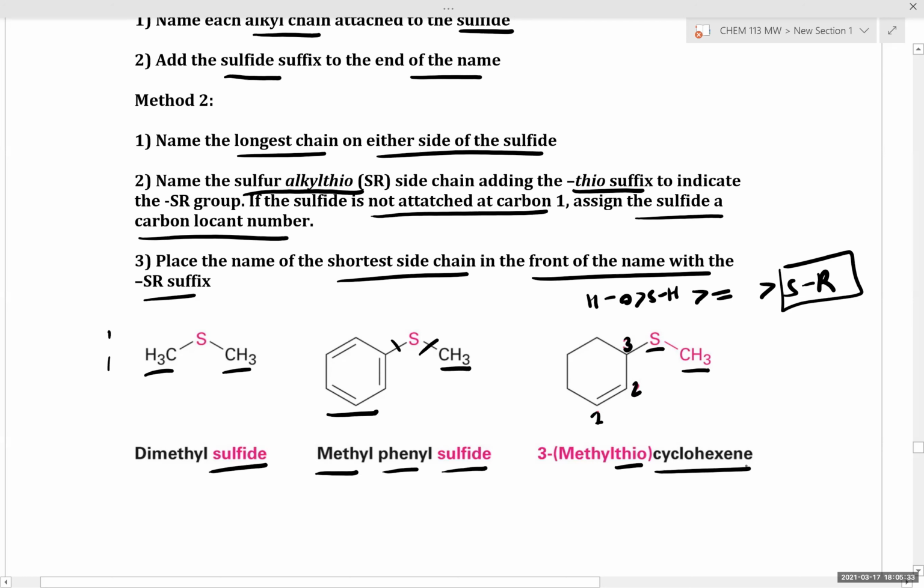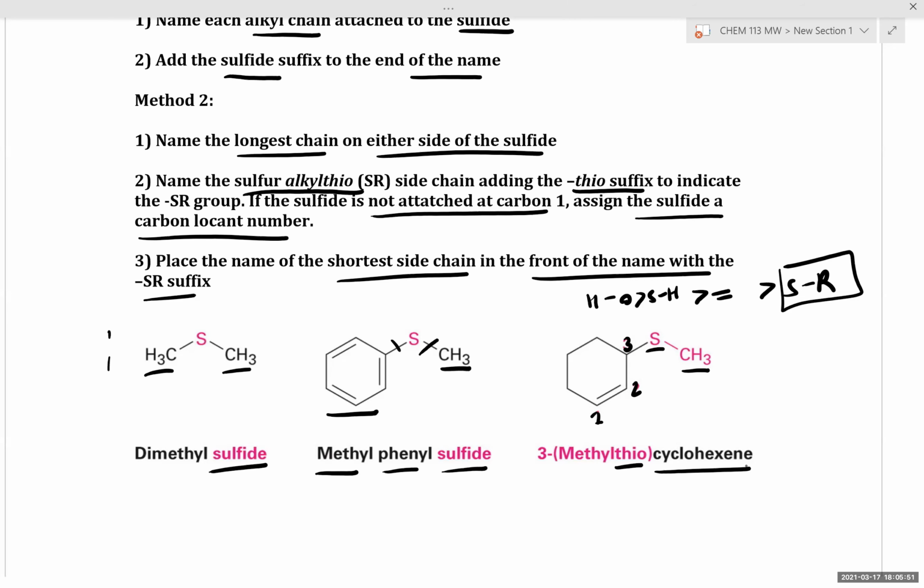Does this idea of priority make sense to everyone? I have a question, Professor. Please go ahead. Okay, so is it methyl thio because there's a sulfur attached to the methyl group? Yes, that's correct. Okay, thank you.